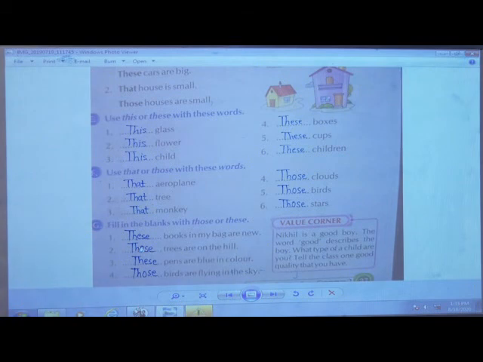Okay, in this way we have seen today how to use this, that, these, those, and when to use them. We have studied this in this chapter.